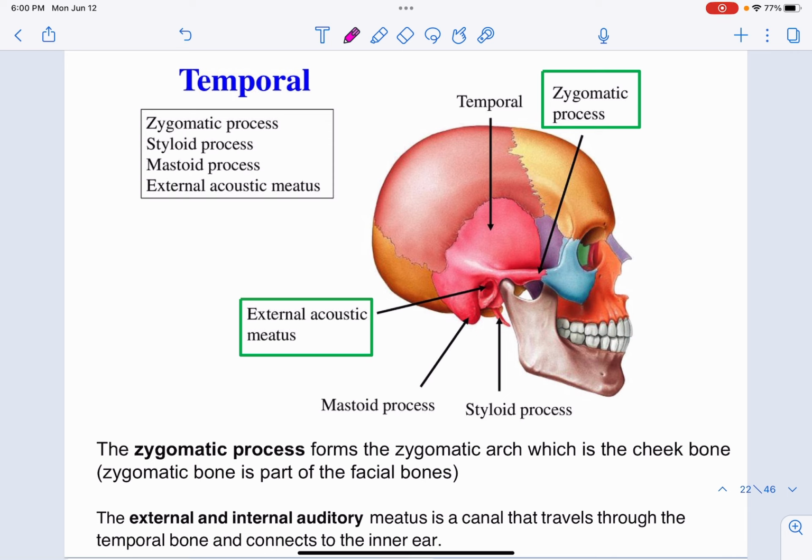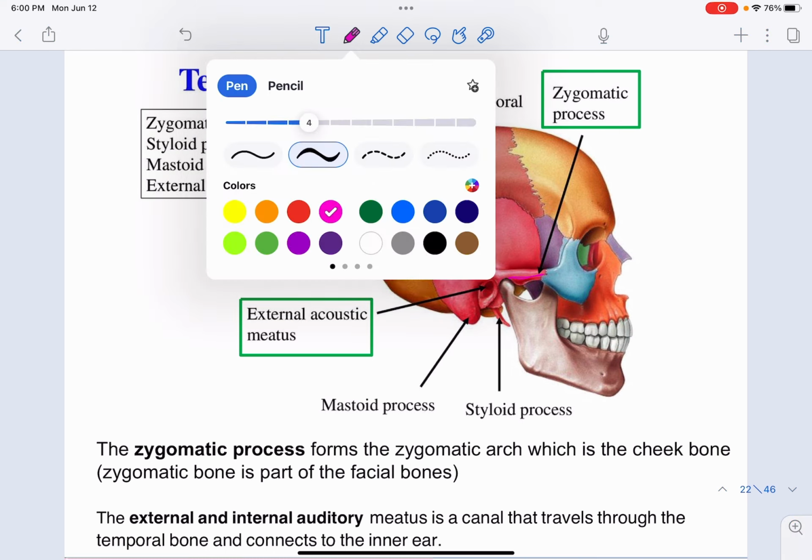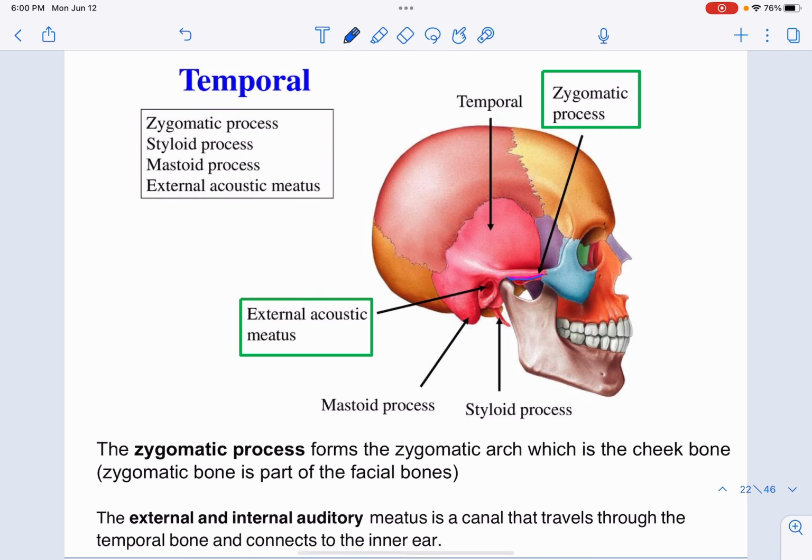All right, the zygomatic process, that is right here. That makes up kind of like where the cheekbone area is going to be. That's the zygomatic process. And again, a lot of these features have to do with muscle attachment. So when I start talking about the muscles of facial expression, it is important to memorize these features because you're going to see where these muscles attach, and they're going to attach to these features.